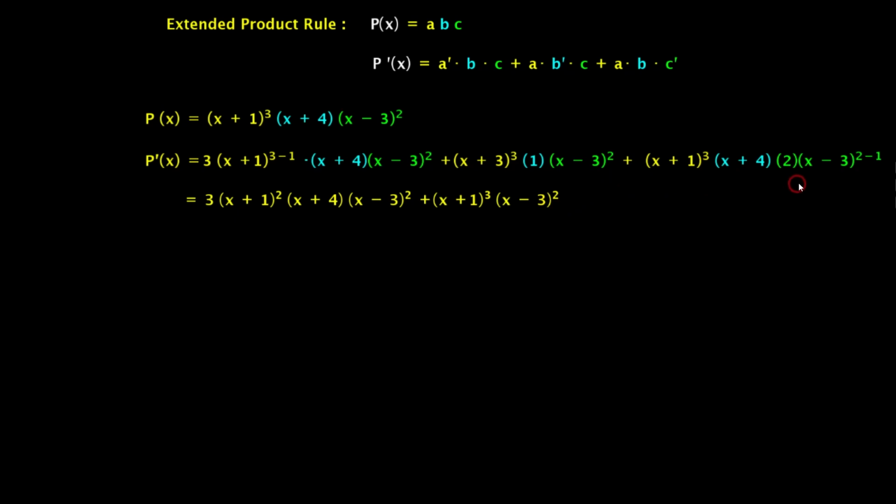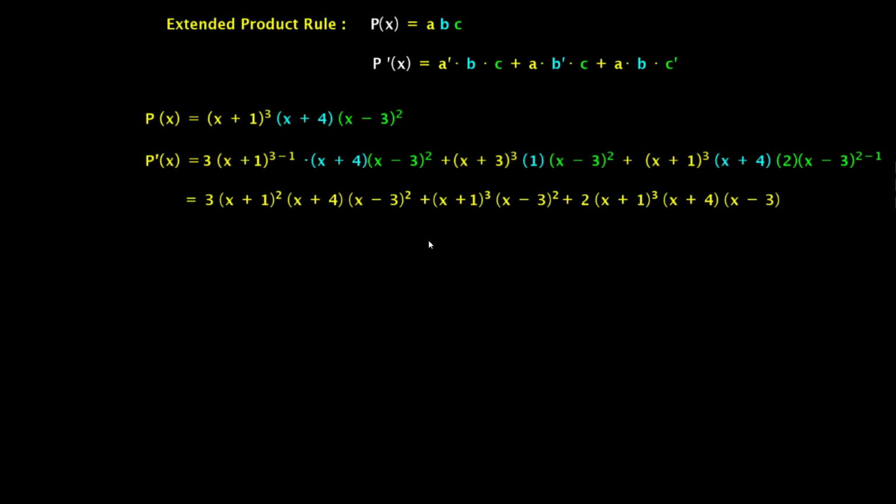And the last term is going to be this 2 coming in front. It's going to be 2 times all these factors. So it's 2 times x plus 1 with the power of 3 times x plus 4 times just x minus 3 with the power of 1, which is just x minus 3.